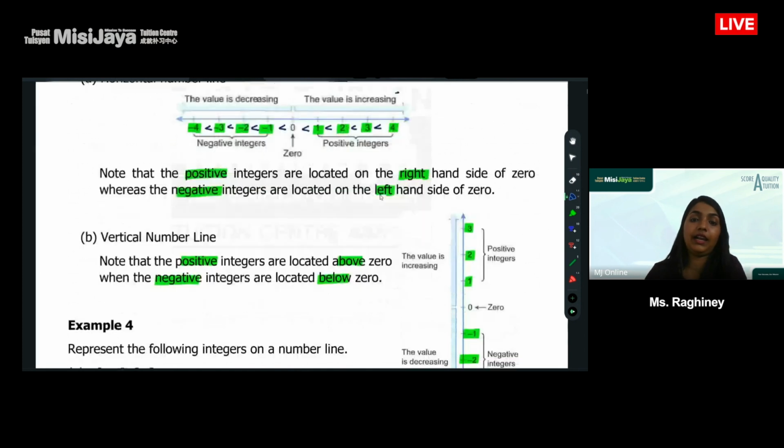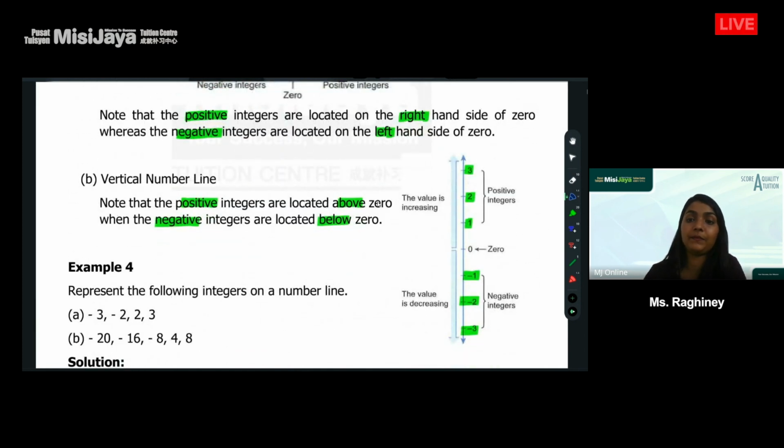Okay? And likewise for the vertical number line, the numbers on the below part are smaller. The numbers on top are bigger. Okay? So, bigger than -3 is -2, followed by -1. 0 is bigger than all the negative numbers. And then 1 is larger than 0, 2 is larger than 1, and 3 is larger than 2. We know this already. All right.